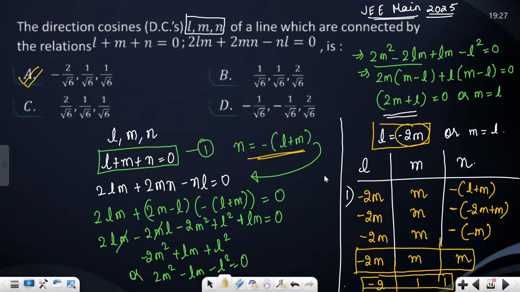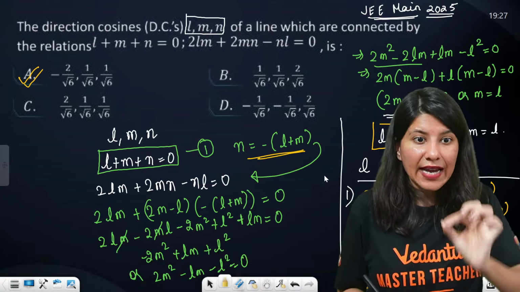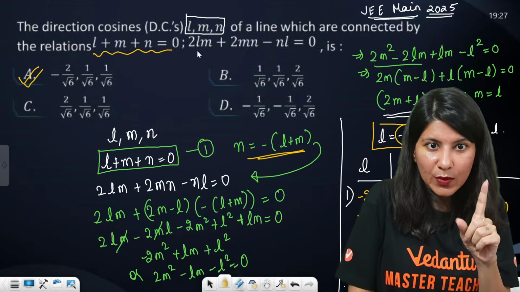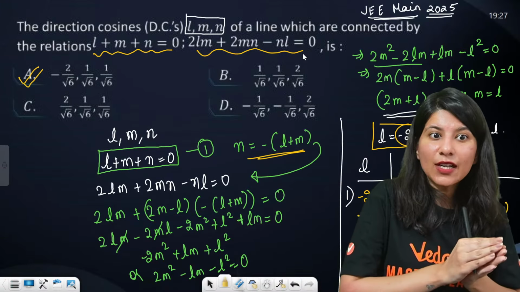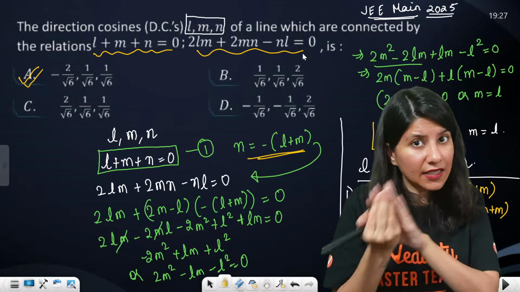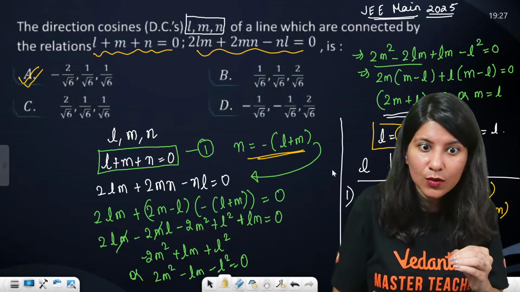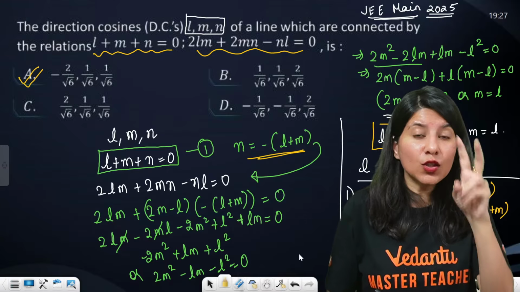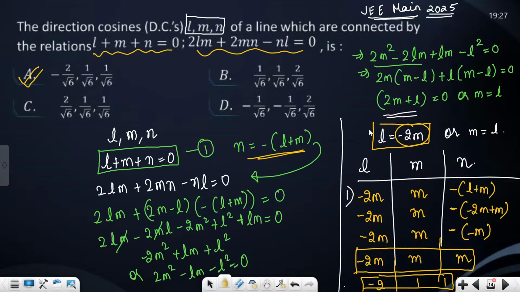See, what did we do? We first realized this is the first equation, this is the second equation. Just calculate any value, let us calculate the value of N in terms of L and M. Plug it into the second equation, then solve and factorize it. You will get two relations. As you can see, I am only talking about this relation over here.